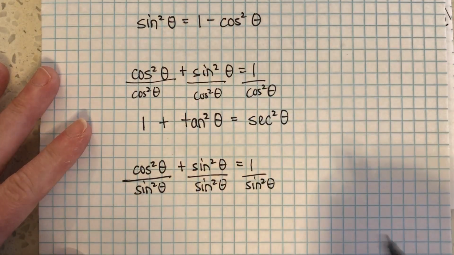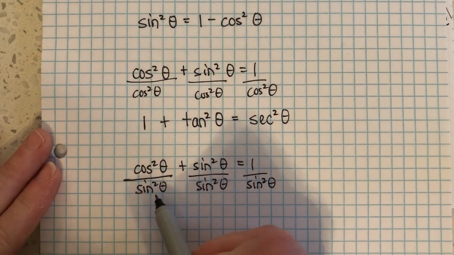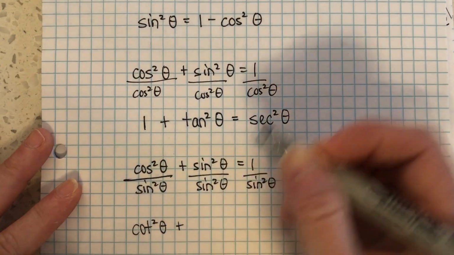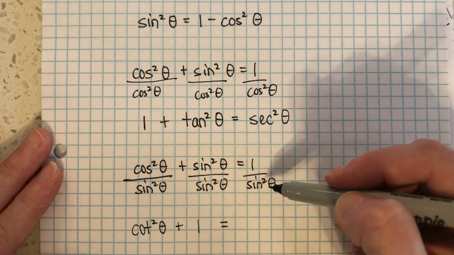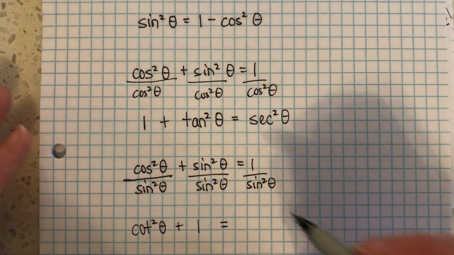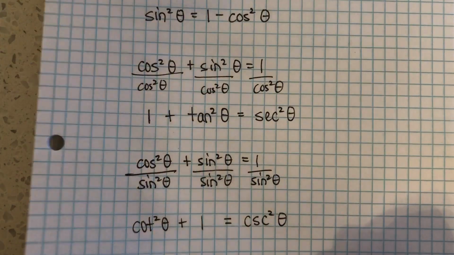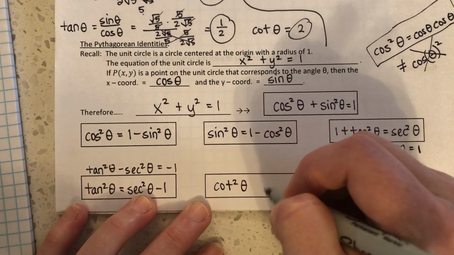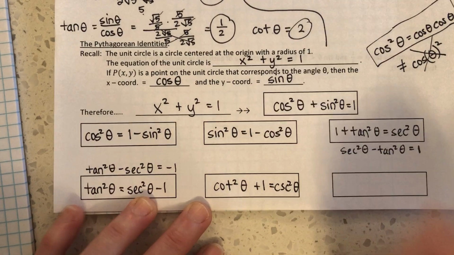you get this. Well, cosine over sine would have been cotangent. Since they're both squared, you get cotangent squared theta. And then plus, well, sine squared theta divided by itself is 1 equals, if this was 1 over sine theta, it would have been cosecant theta. But since it's squared, it's cosecant squared theta. And that's one of your identities, okay? So now we have cotangent squared theta plus 1 equals cosecant squared theta, okay?